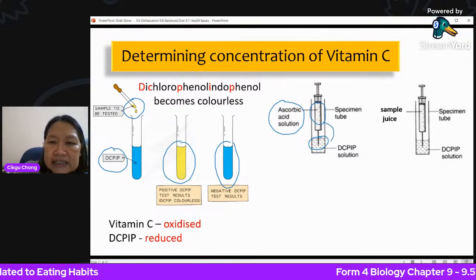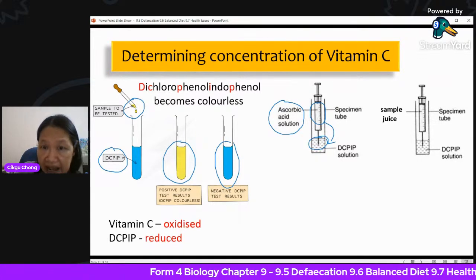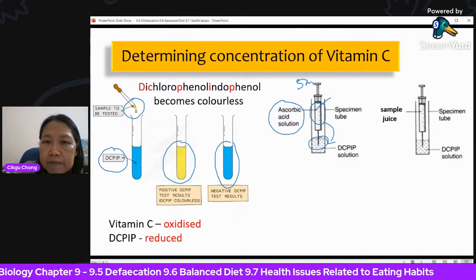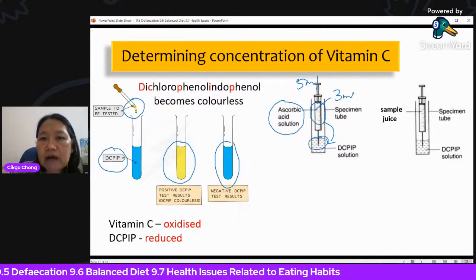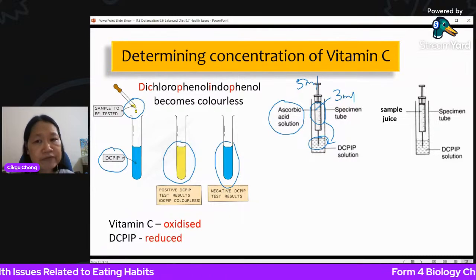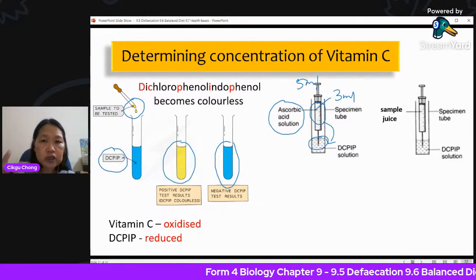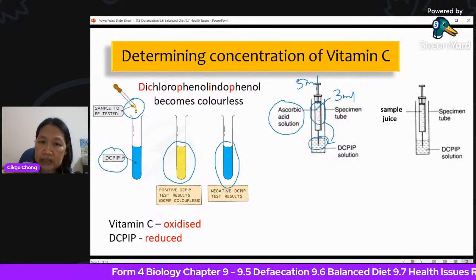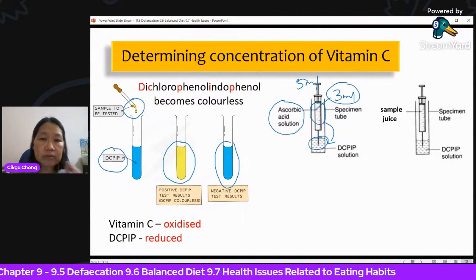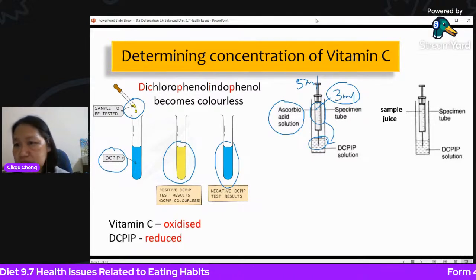Let's say, for example, you have already added in your ascorbic acid, and over here, you originally put 5 ml. Now your remaining is 3 ml inside your syringe. That means how much have gone in? If you fill in your syringe 5 ml, you have put your ascorbic acid into the solution, and now you are left with the remaining, which is 3 ml. That means how much have gone in? I don't know whether anyone wants to answer me.